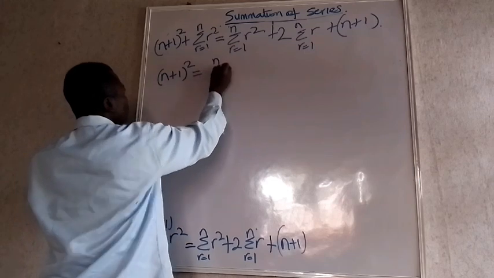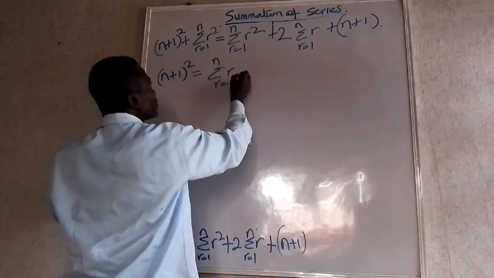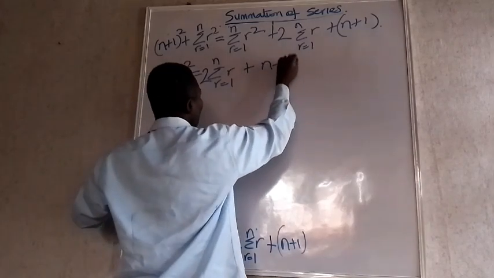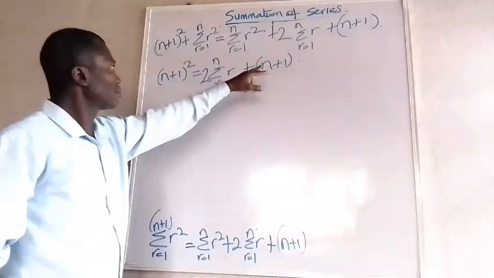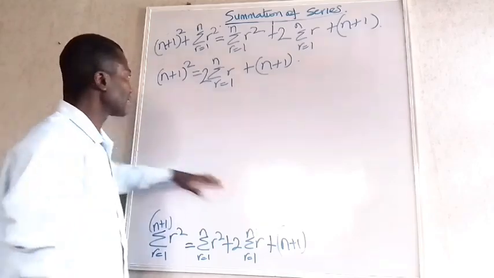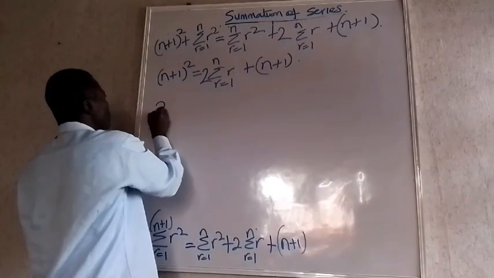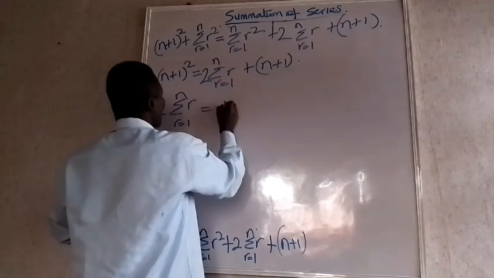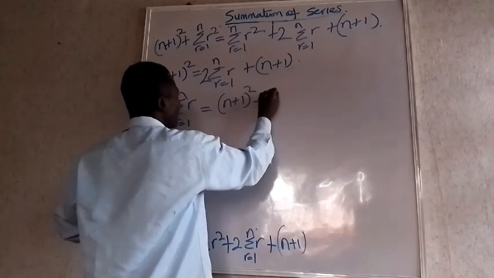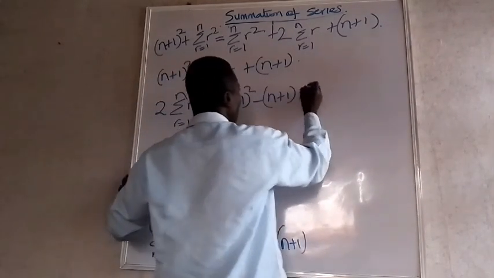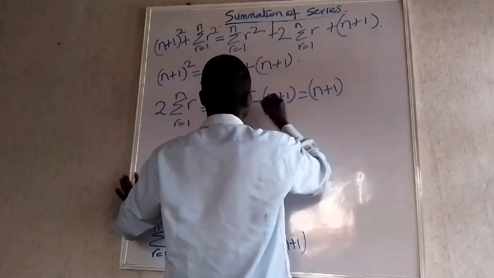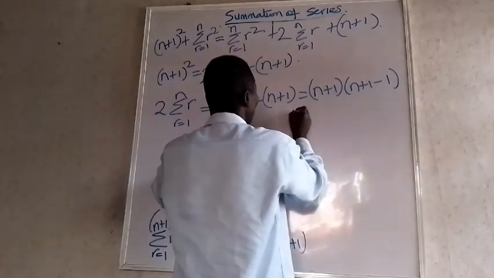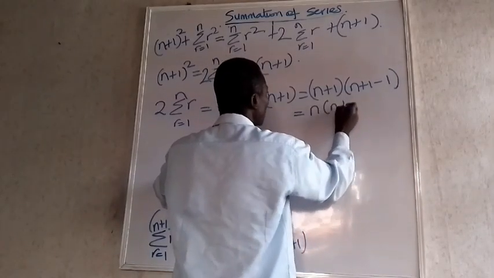2 times the sum of r, plus n plus 1. So on subtracting n plus 1 from both sides, I'm going to have 2 times the sum of r is equal to n plus 1 squared minus n plus 1. So it's going to be n plus 1 into n plus 1 minus 1. This is n into n plus 1.